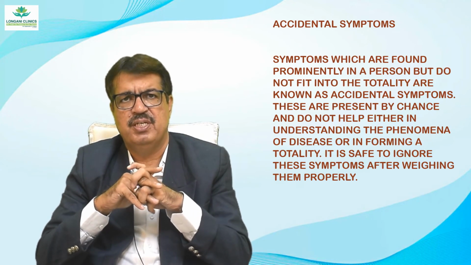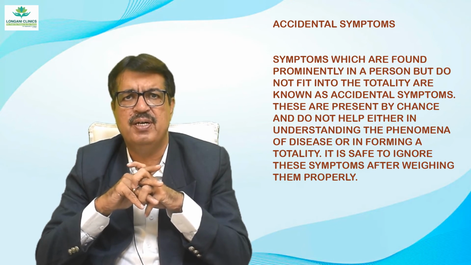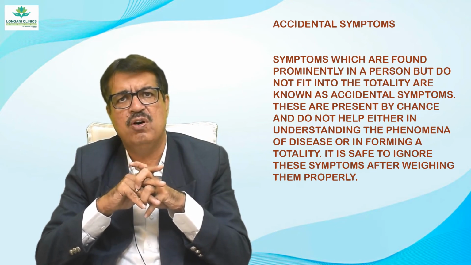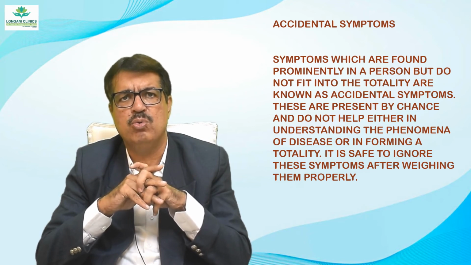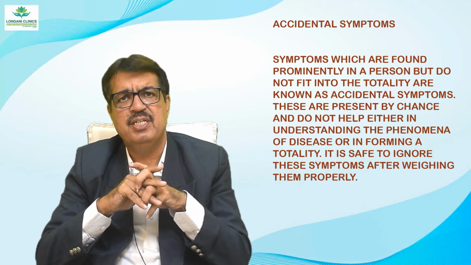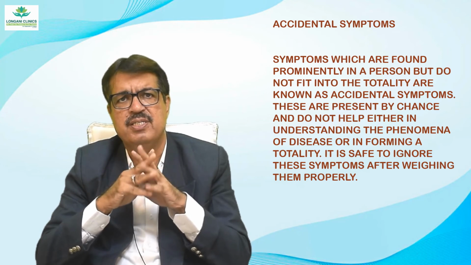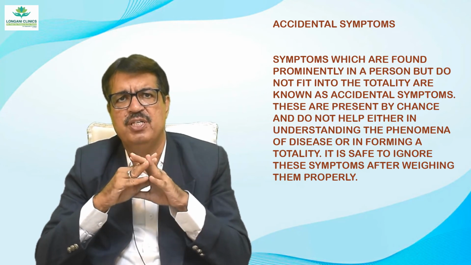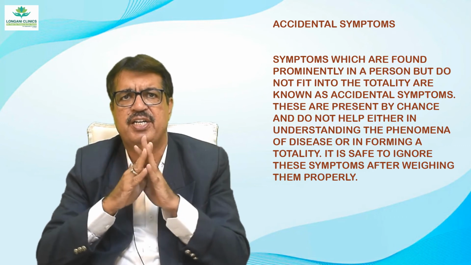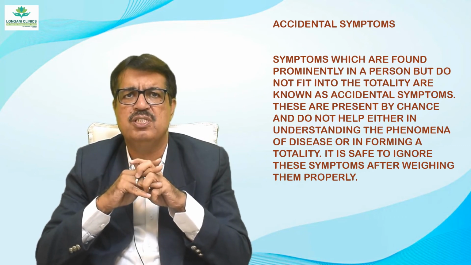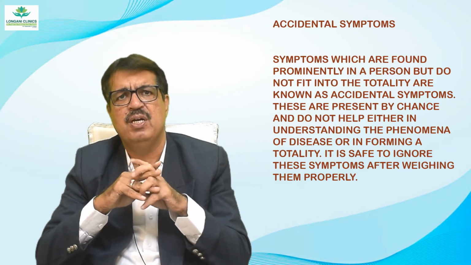These symptoms are classed as strange, rare, uncommon, peculiar, and striking. Now we will see the accidental symptoms. Symptoms which are found prominently in a person but do not fit into the totality are known as accidental symptoms. These are present by chance and do not help either in understanding the phenomena of disease or in forming a totality. It is safe to ignore these symptoms after weighing them properly.